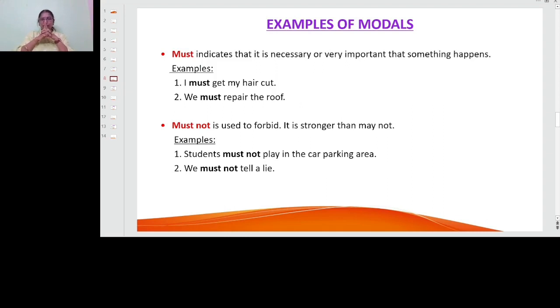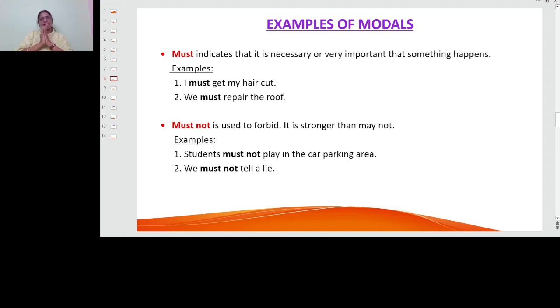Okay. Students must not play in the parking area. Why? What happens if they play? Must not is a very powerful word. That means you should never play in the parking area. If you play in the car parking area, some car may come fast and you can get run over by the car. People may lose their lives. So, students must not play in the car parking area.